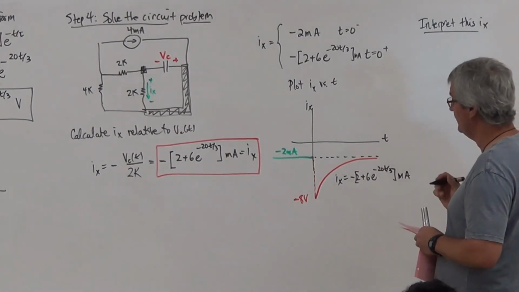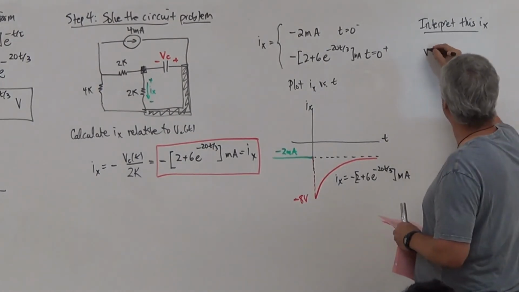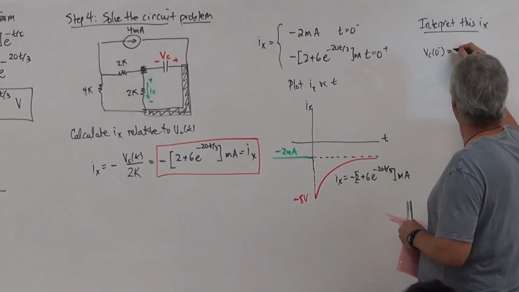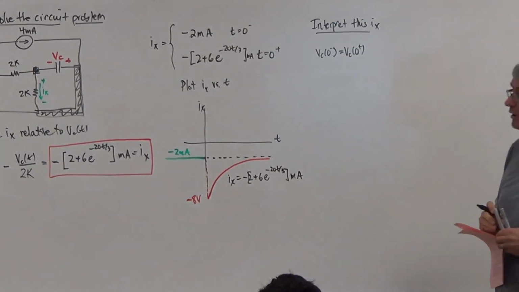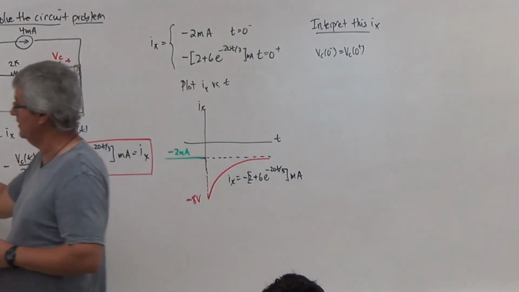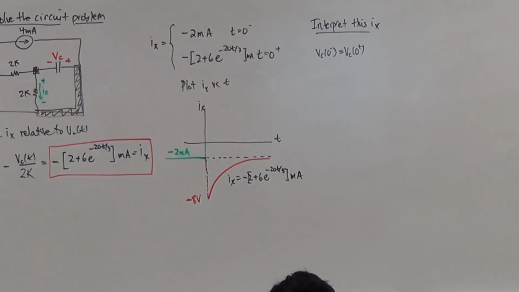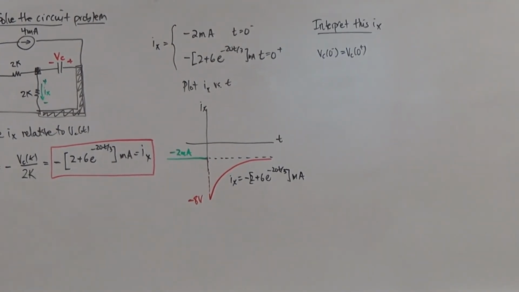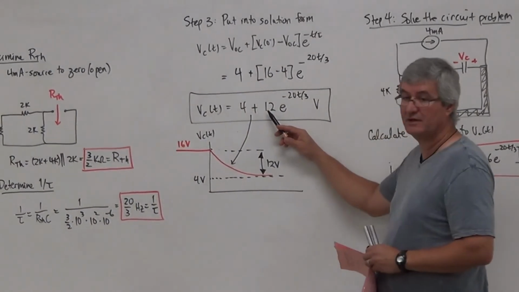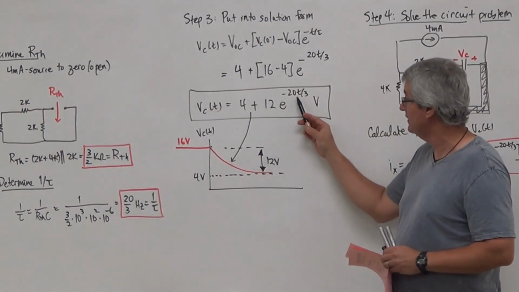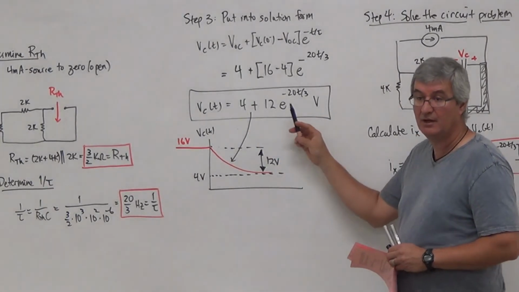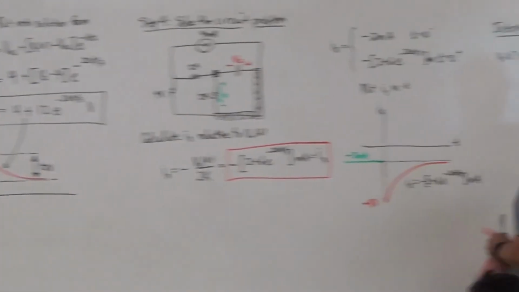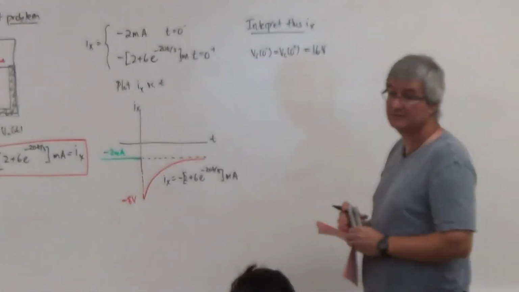So what we'll see here is that we know that VC of 0 minus and VC at 0 plus must be the same. Is that true? Well, if I look at VC, we saw that VC here was 16 volts. And then, if I take my equation for the capacitor here, you can see that at t equal to 0, I get 4 plus 12, which is 16 again. So, in each of these scenarios here, we get 16 volts.